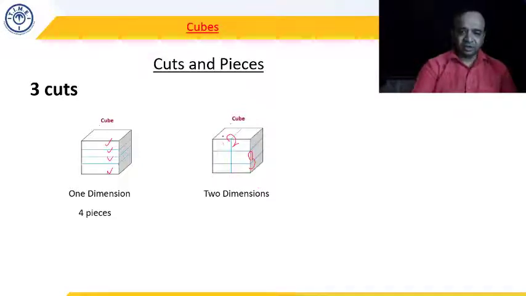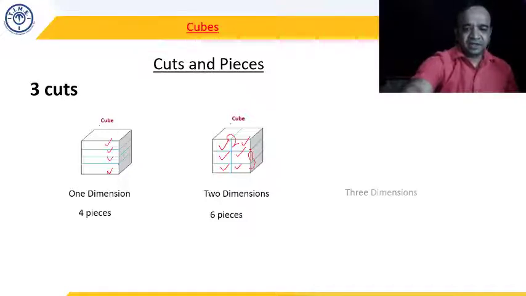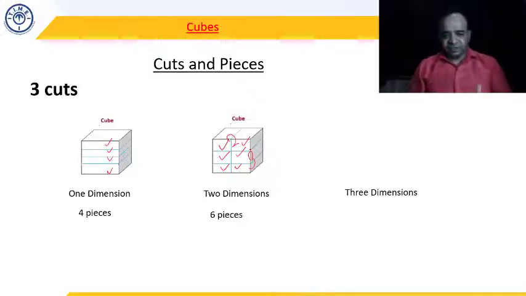Now just count the number of pieces here: 1, 2, 3, 4, 5, 6. So the total number of pieces we have here is 6, and it can be observed as 2 into 3. Now we have to continue this conclusion in the next form also, and that is if these three cuts are applied along all of the three dimensions. Just look at this one. If these three cuts are applied along three dimensions, then one cut along each of the dimensions gives two pieces along each of the dimensions, and the total number of pieces is the multiplication of these pieces observed along the dimensions.